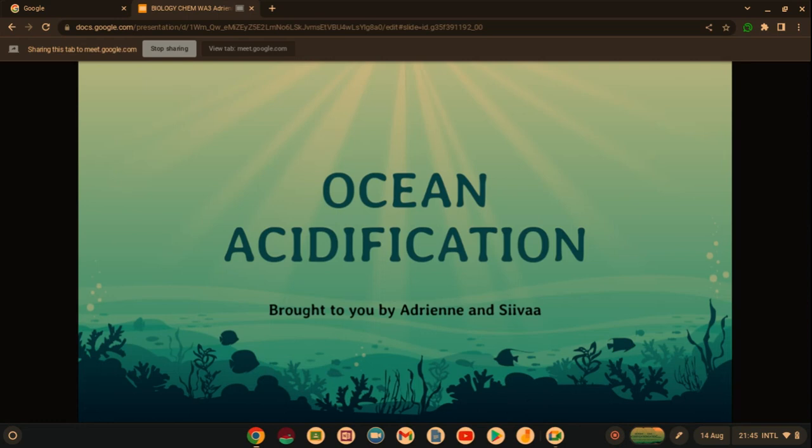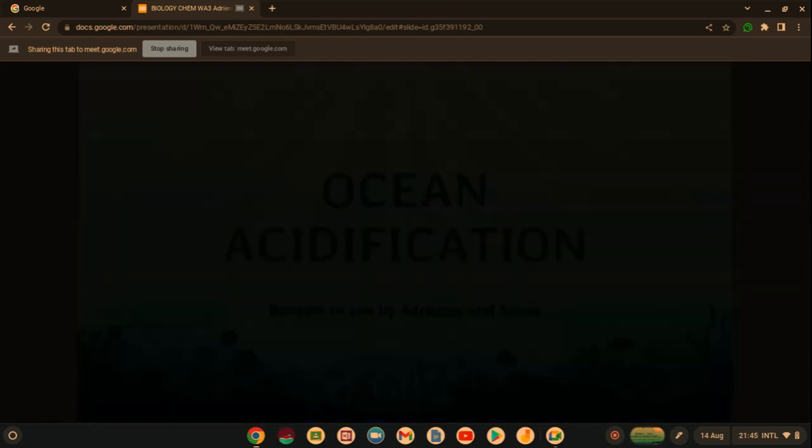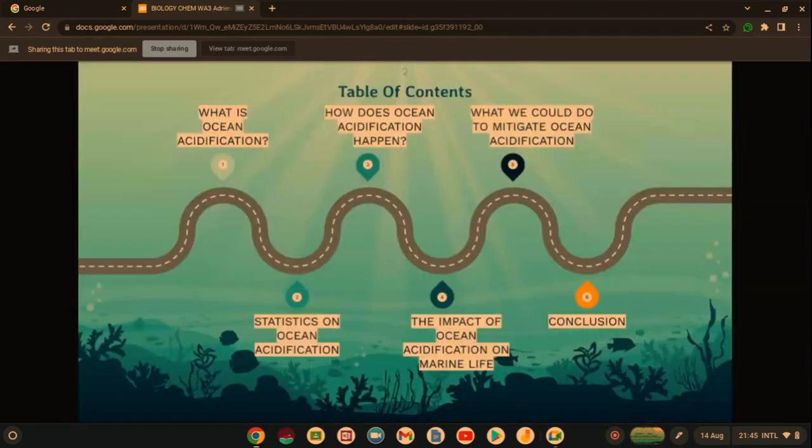Today we're going to talk about ocean acidification. Here is the table of contents. Firstly, we will be going through the meaning of ocean acidification. Next, we will be looking at the statistics of ocean acidification. After that, we will talk about how ocean acidification happens. Furthermore, the impact of ocean acidification on marine life. Then, what we could do to mitigate it. And last but not least, the conclusion.